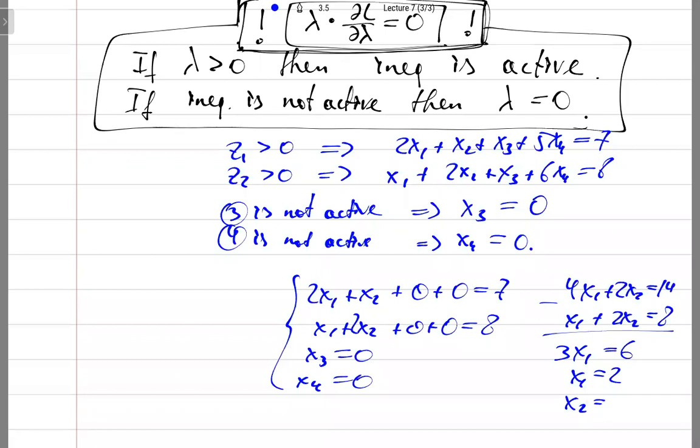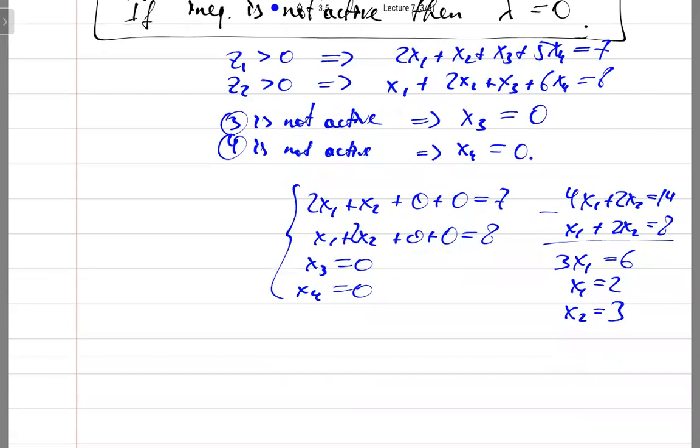Okay, I think x2 will be 3. Yeah, like that. 4 plus 3 is 7. 2 plus 6 is 8. Yeah, that's great. Woohoo! x1 is 2. x2 is 3. x3 is 0. x4 is 0.